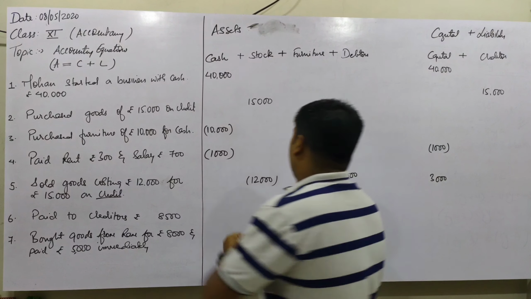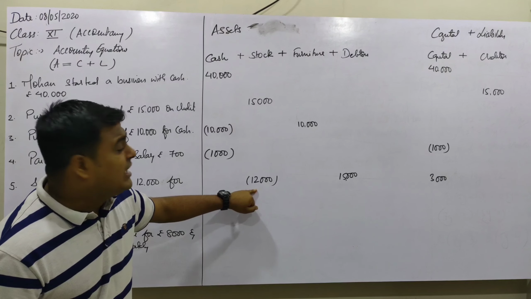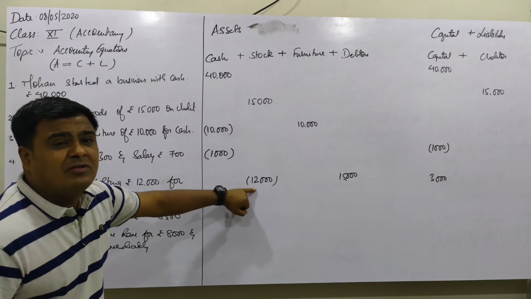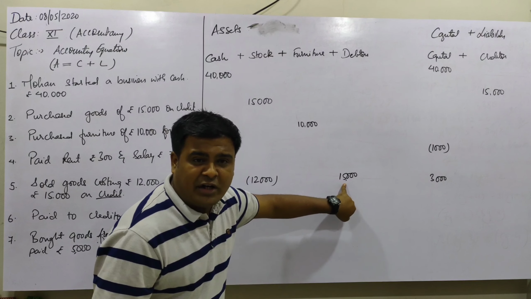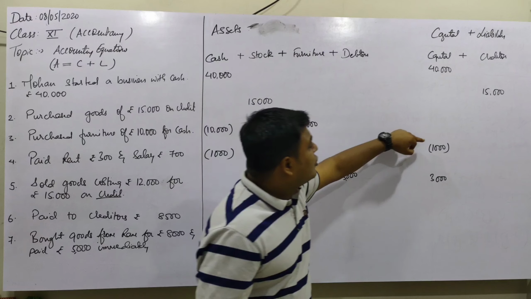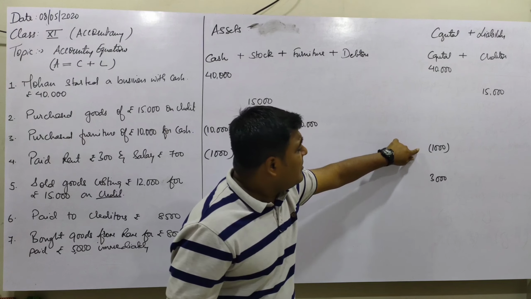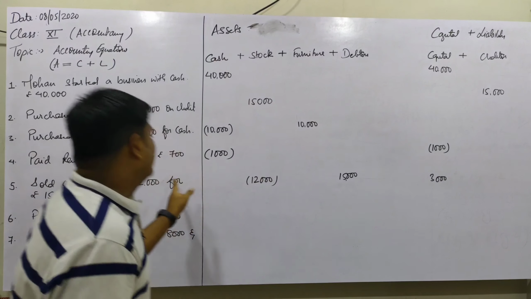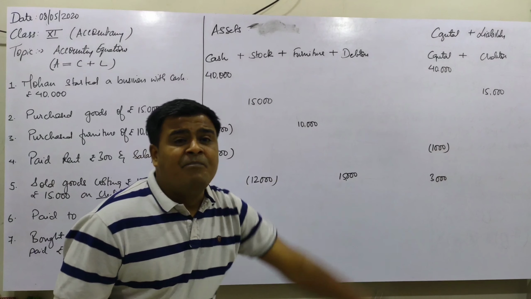Now let us check the total. Here it was 54,000. Now 54,000 minus 12,000, that is 42,000. 42,000 plus 15,000, that is 57,000. The total is 57,000. Here also let us check. 40 plus 15, that is 55, minus 1,000, that is 54,000. 54,000 plus 3,000, that is 57,000. So this transaction also satisfied the equation, that is assets is equal to capital plus liability.